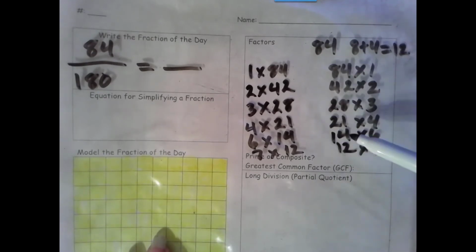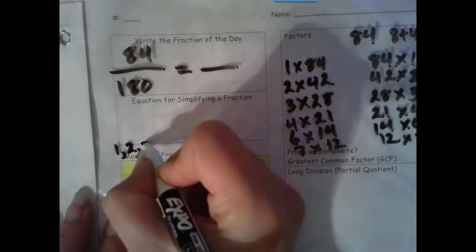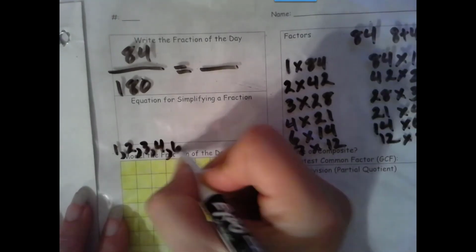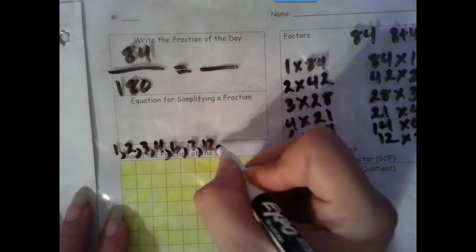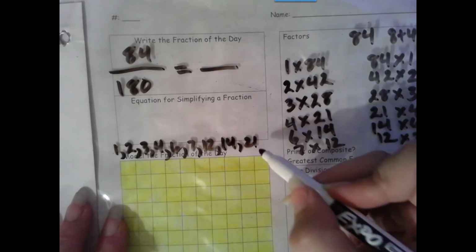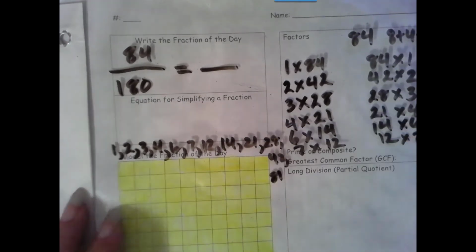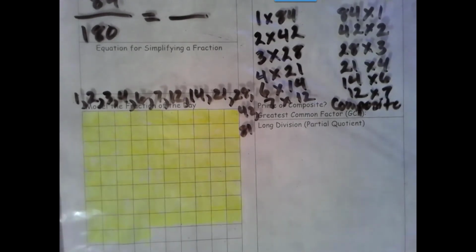So I've used up a lot of room here, so I'm going to go ahead and use the space over here to write down my factors. 1, 2, 3, 4, 6, 7, 12, 14, 21, 28, 42, 84. We have 2, 4, 6, 8, 10, 12 factors. So that is more than 2 factors. It is composite.